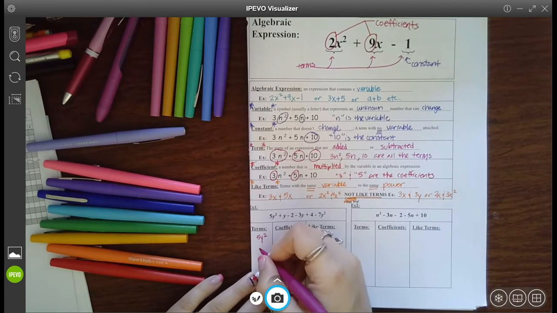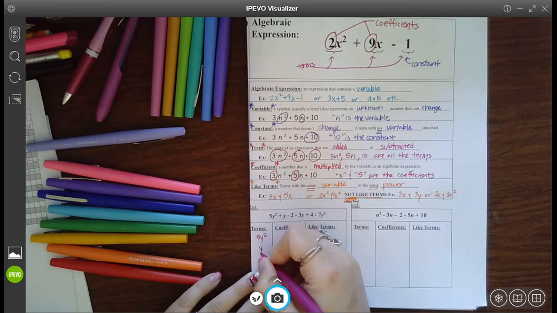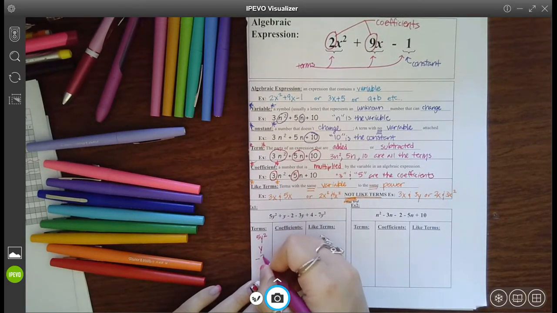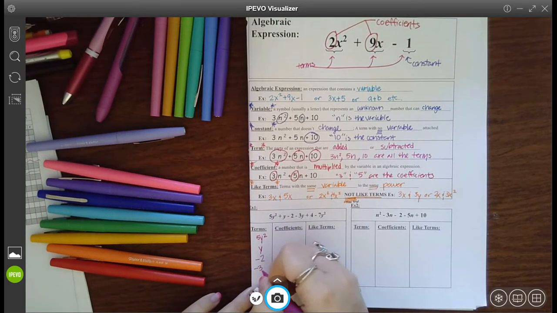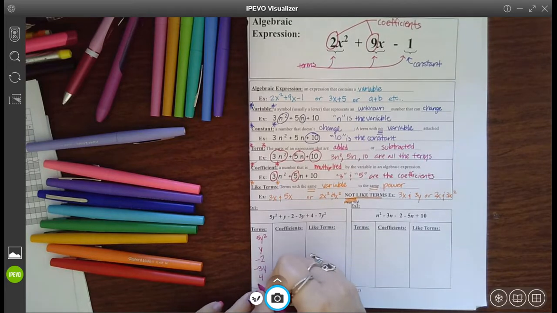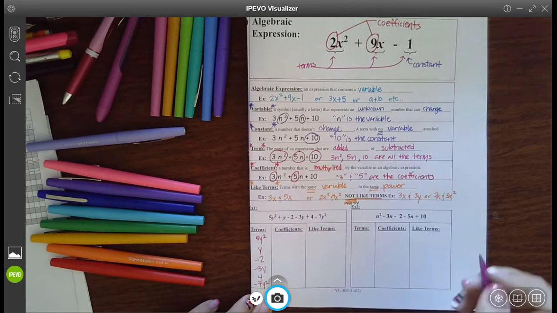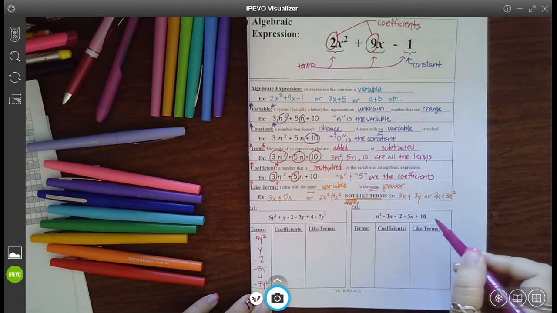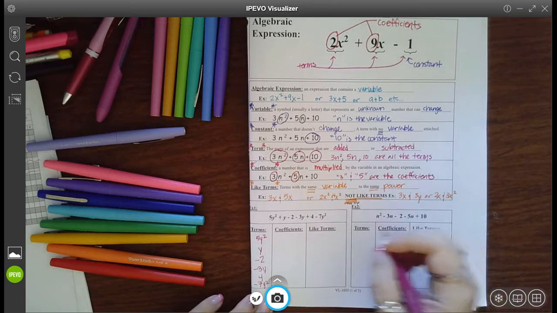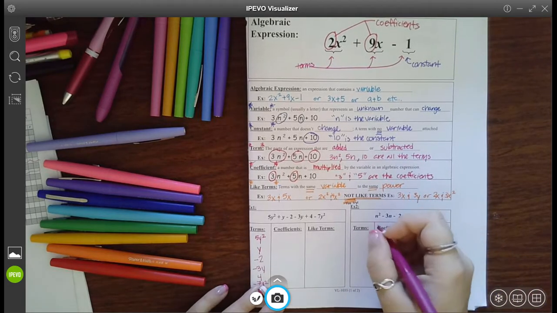All right, so you have 5y squared as one term, then a y, then a -2, then a -3y, a 4, and a -7y squared. Those are all the terms for this individual problem. See if you can identify all the terms here in this one. Okay, so pause it, come back and unpause.